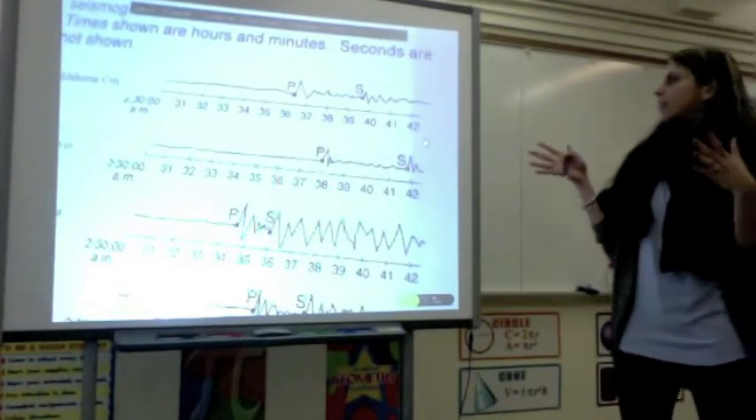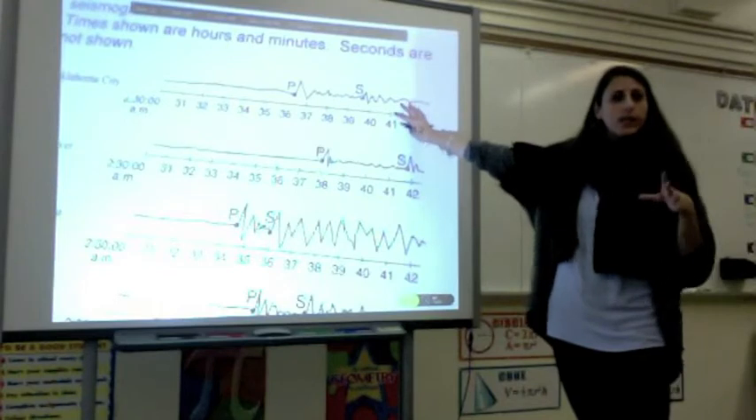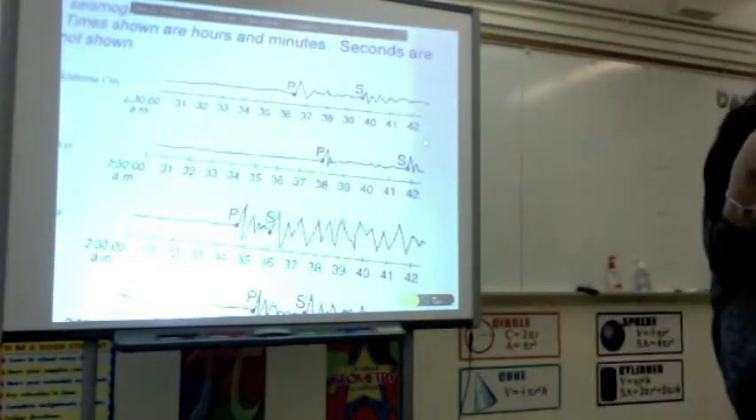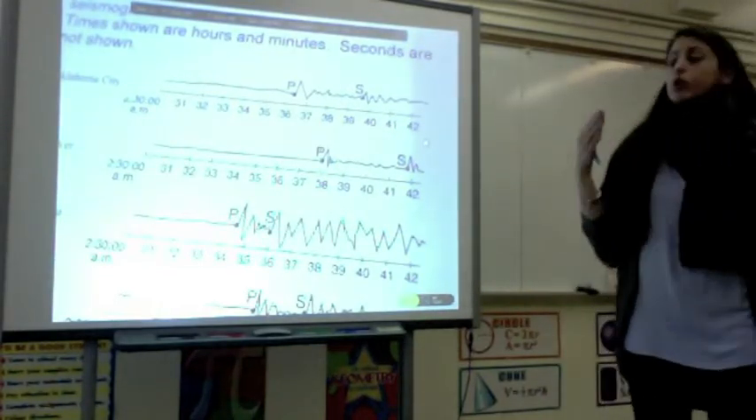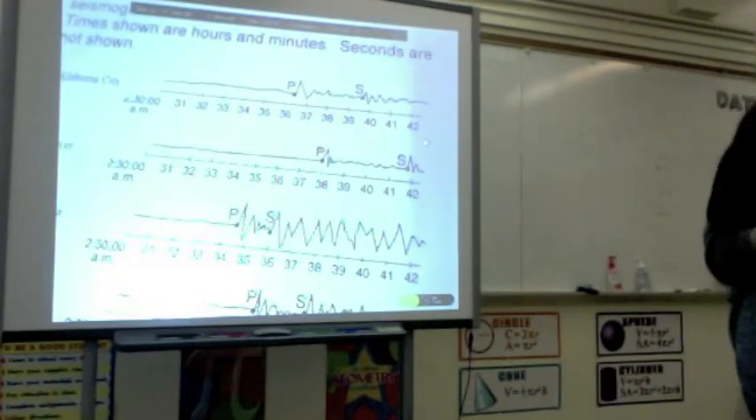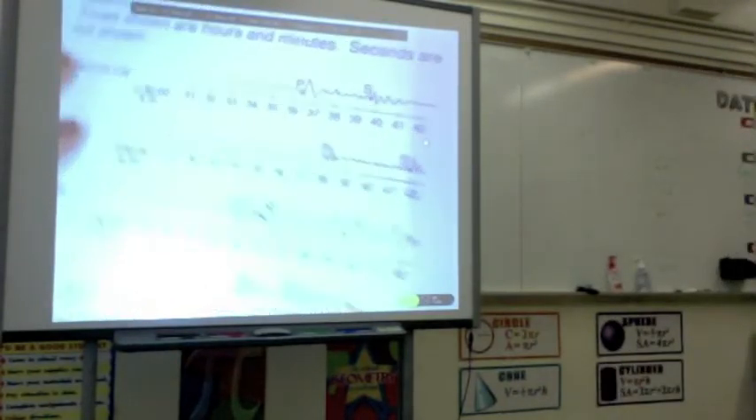Okay, so now we're going to take the information from the actual seismogram so that we can find where the earthquake actually happened on the map. So in order to do this, we're going to take our first city. So we're going to use Oklahoma City to start off with.